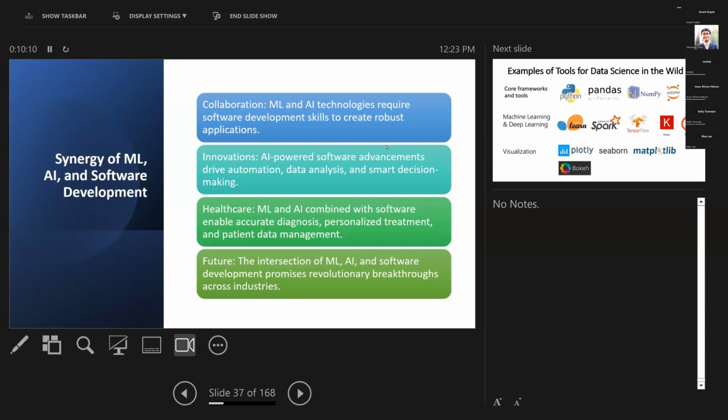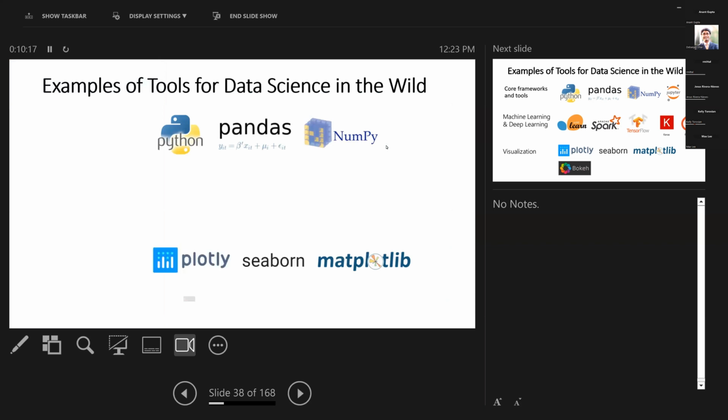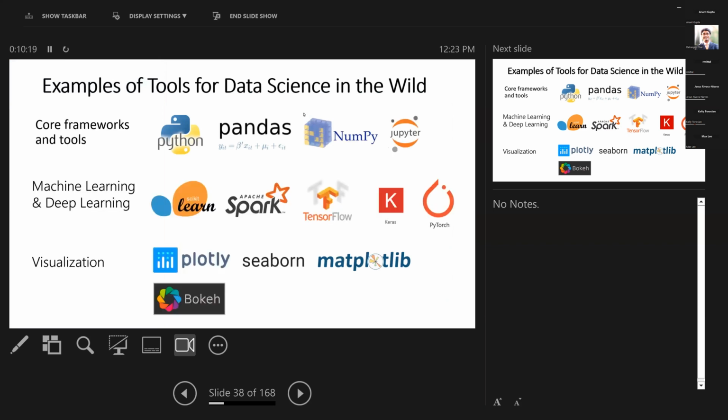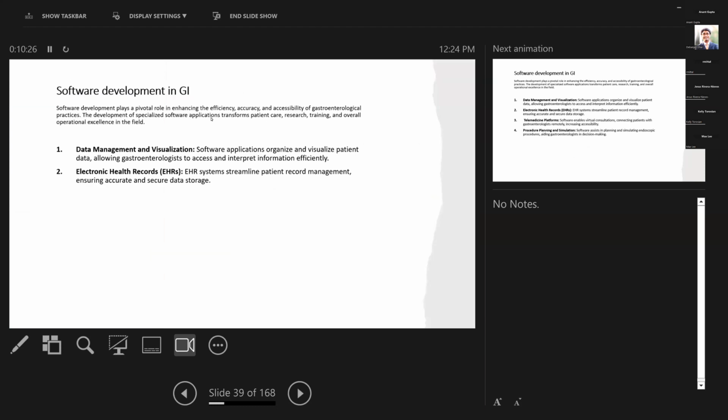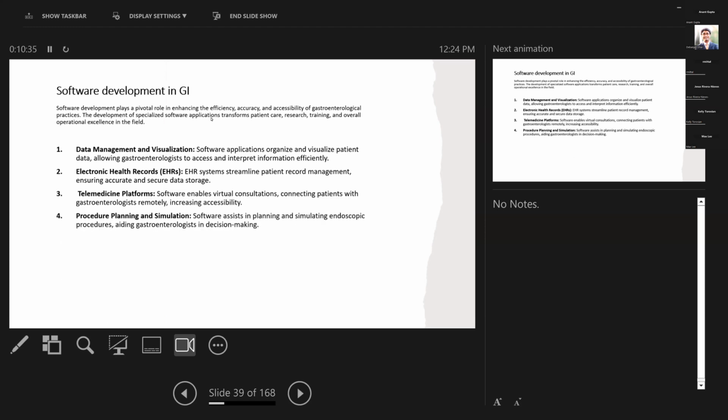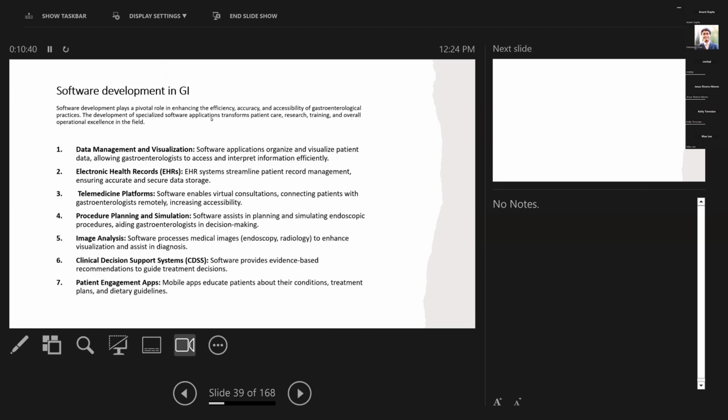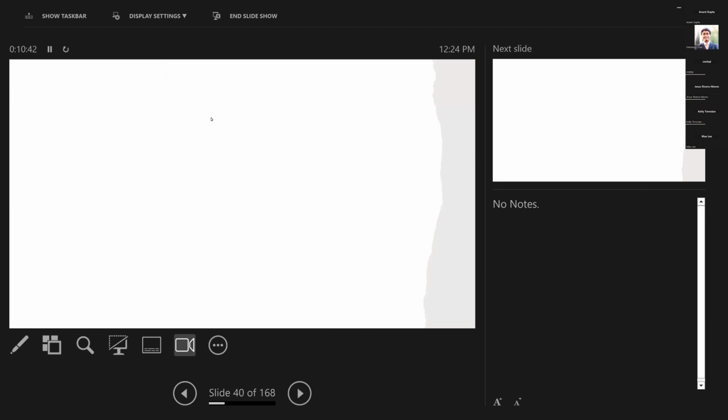So the intersection of machine learning, AI, and software actually promises revolutionary breakthroughs across industries. And there are free tools, like Google uses Python, for visualizations, for training your networks and coding. Software itself in GI has been used a lot for data management in electronic health records like Epic or MyChart, in telemedicine, procedure planning and simulations, image analysis, decision support systems, and patient engagement apps.